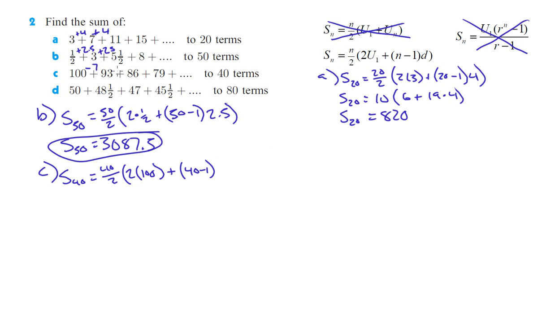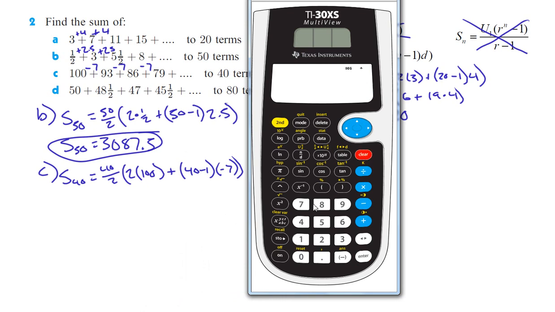So let's see, this is minus 7. 93 minus 7 is 86. Minus 7 is 79. So this is all times negative 7, not subtract 7. So make sure you put that in parentheses. Otherwise, you'll think of just subtracting 7, or at least I would. So let's put this one in here. We got 40 divided by 2, all times 2. I'll even just put it in just like it looks. 2 parentheses 100. Close the parentheses, plus 40 minus 1. Let's just do 39.